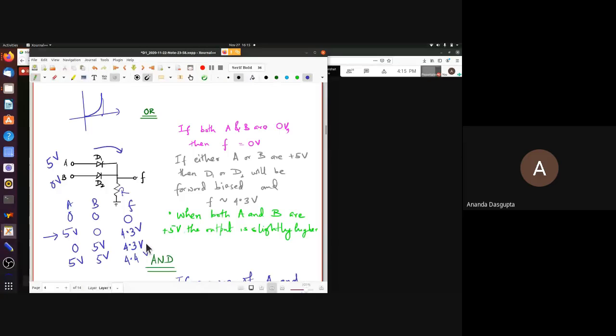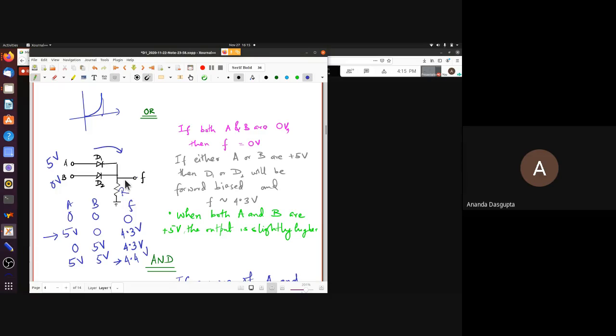But frankly, those details don't really matter as far as digital circuits are concerned, because if you translate these to lows or highs or ones and zeros, this becomes 0, 0 gives a 0, 1, 0 gives a 1, 0, 1 gives a 1, 1, 1 gives a 1, and that's it. So it's this really, whether it's 4.3 or 4.4 doesn't really matter, both count as 1. So what you have got here is a circuit which implements the OR gate.